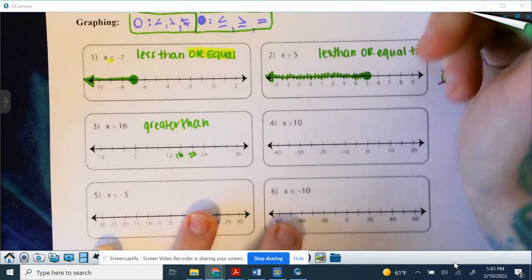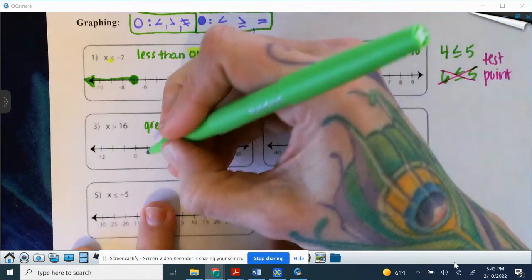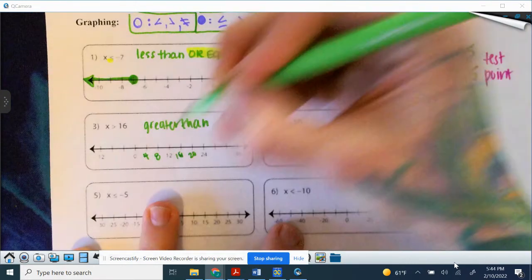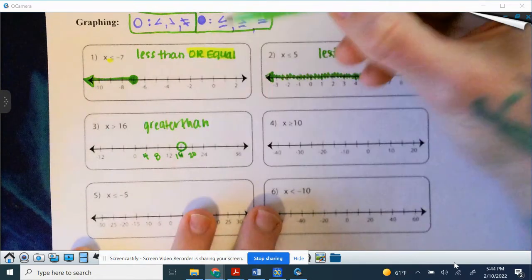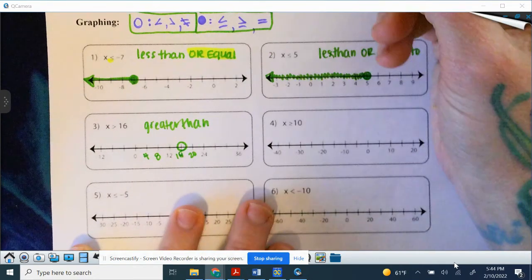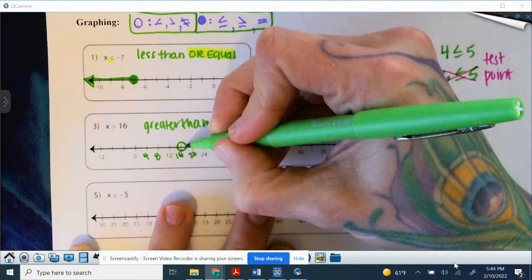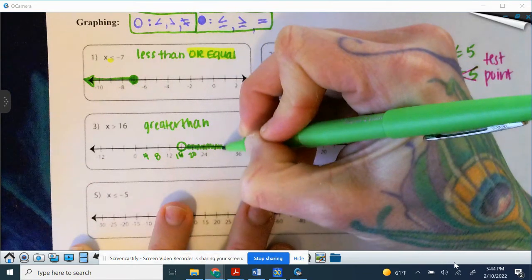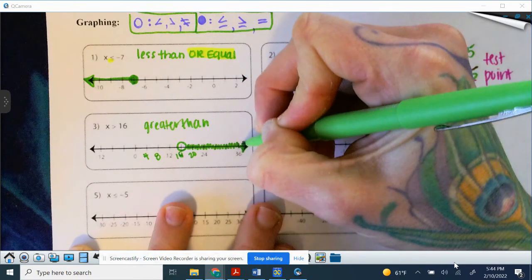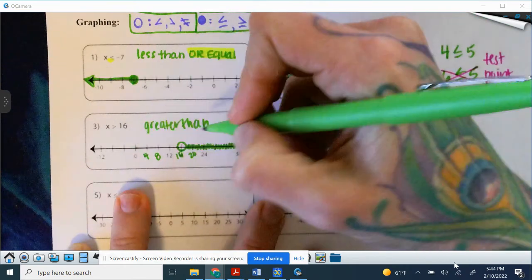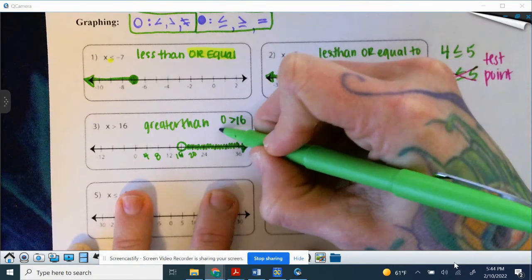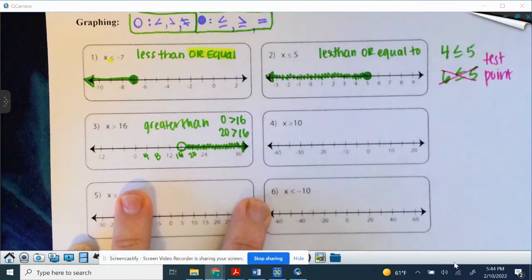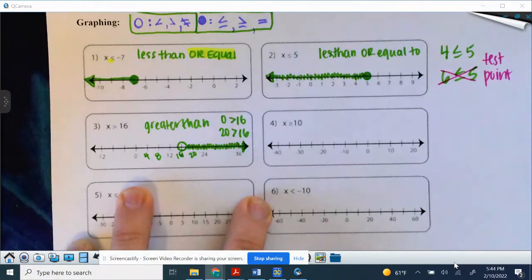So another thing to pay close attention to. So it's going to be 4, 8, 12, but we're going to go to 16. Open circle. There's not an equal to, so there's not that "or equal." So we're going to leave it open. And x is greater than, so that's all the numbers bigger than 16. So again, your test point would be, if I wanted to try 0, because I like 0, is 0 greater than 16? No. Is 20 greater than 16? Yes. So that means you're going to shade in the direction of 20 from where you are.